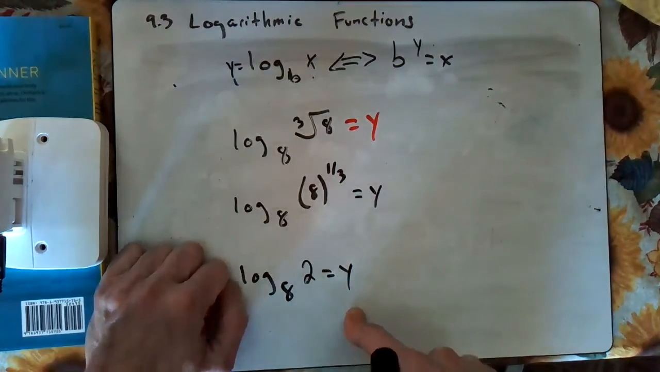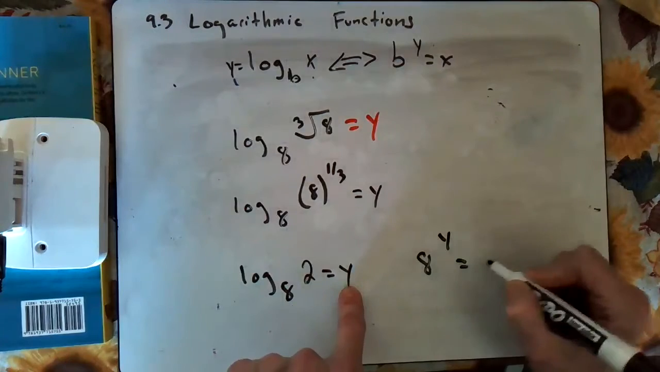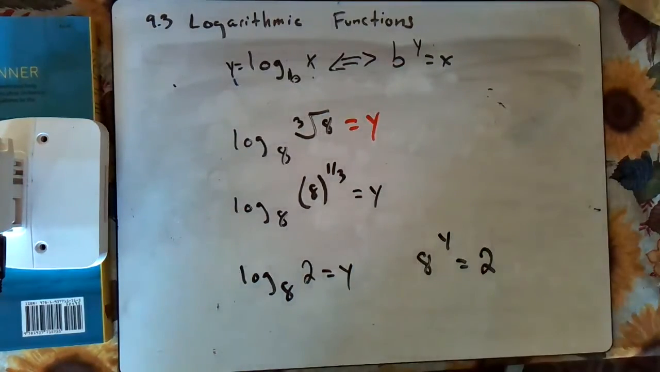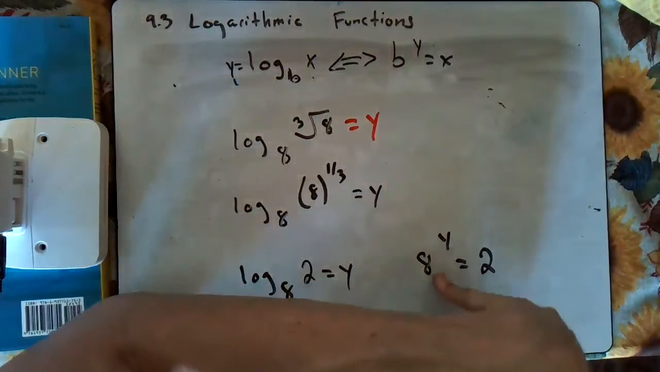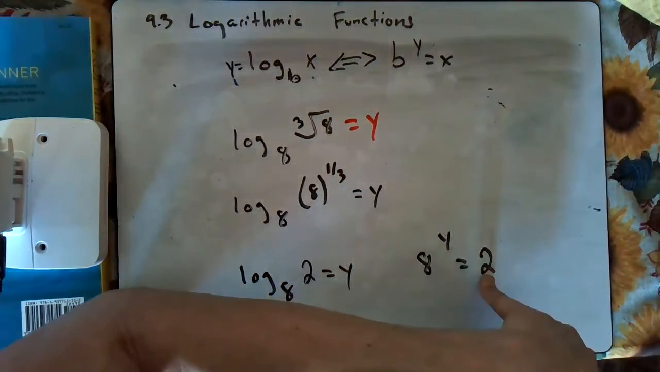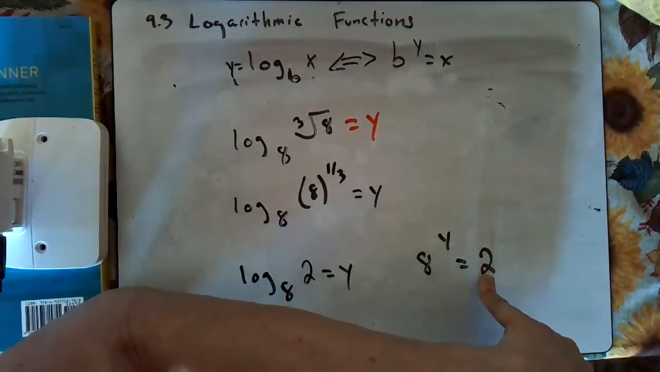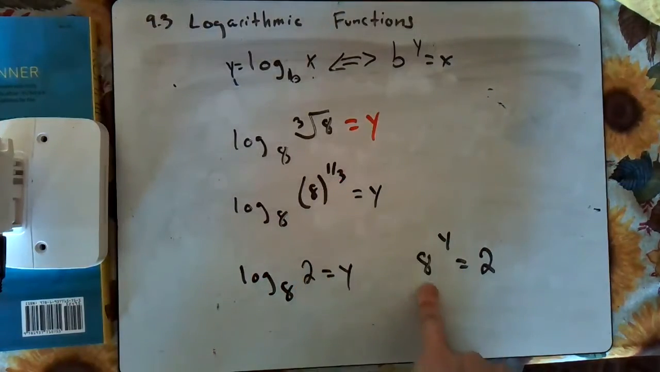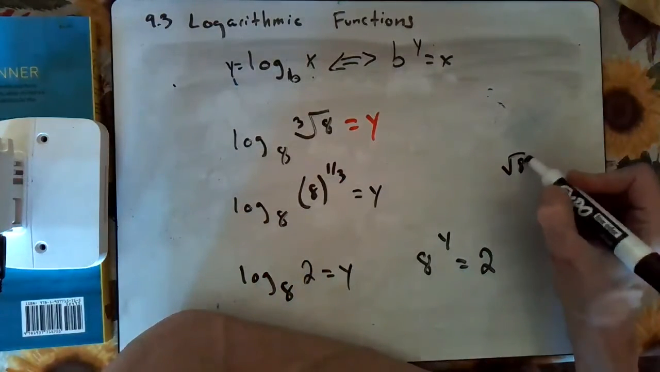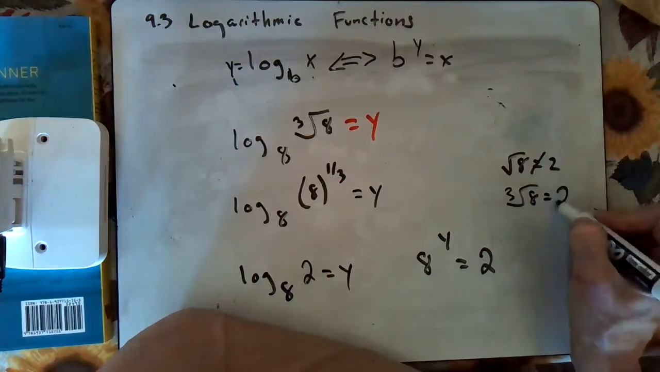So now let's convert it. B to the y equals 2. So now we're going from a whole number via exponent, not to a fraction, but to a smaller whole number. Well, what's going to get us there? Some kind of root, right? What kind of root? Well, it's probably going to be the cubed root. So the square root of 8 does not equal 2. The cubed root of 8 does equal 2, right?